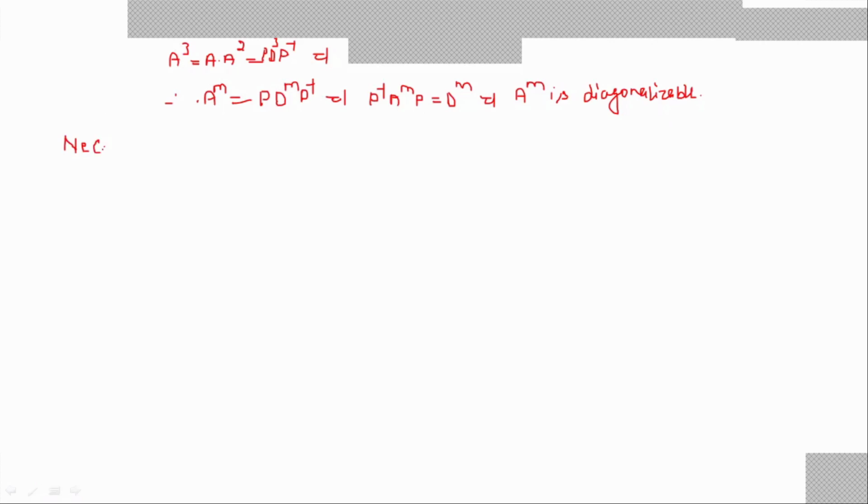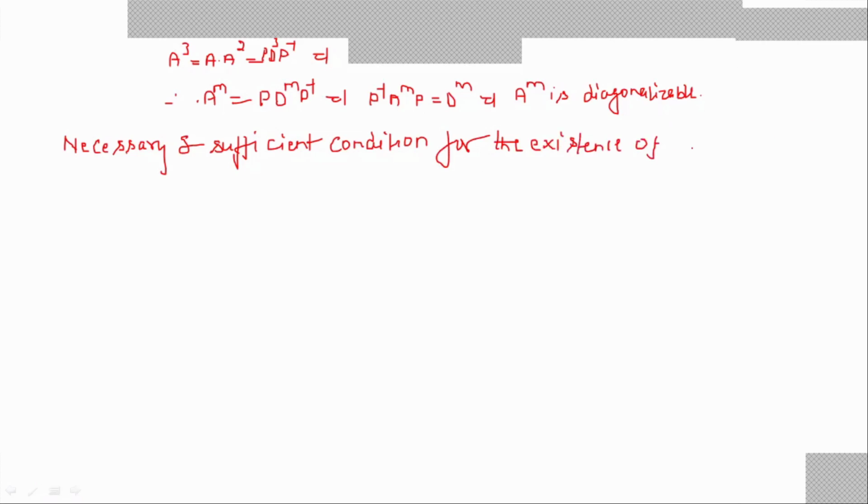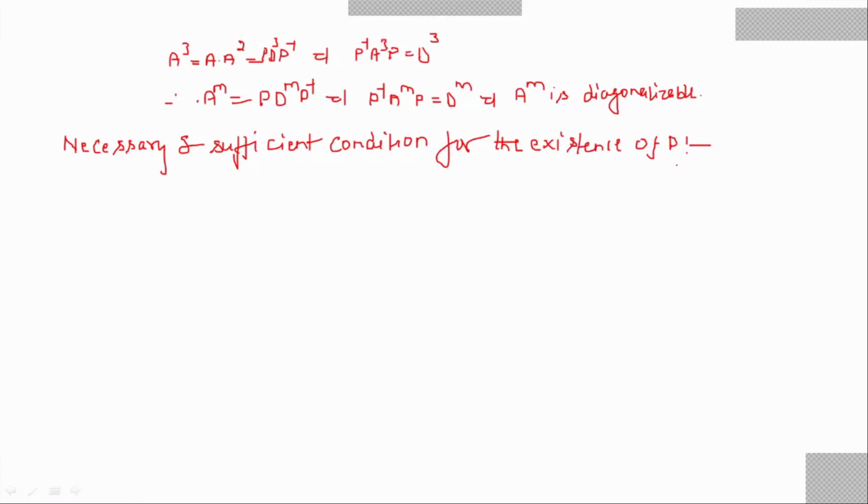So the necessary and sufficient condition for the existence of P. If such a P does not exist, such that an invertible matrix does not exist, so that P inverse AP is equal to D, then the matrix is not diagonalizable.